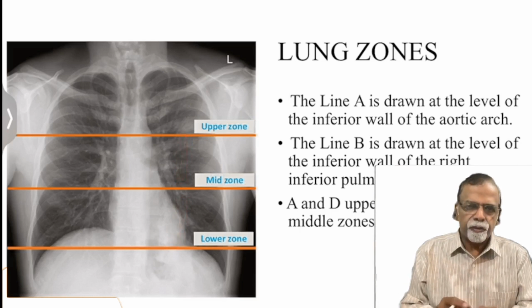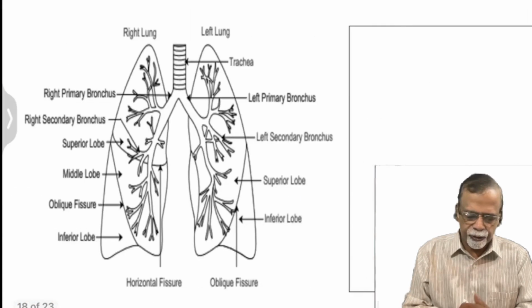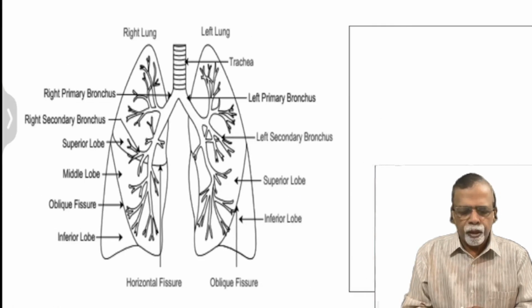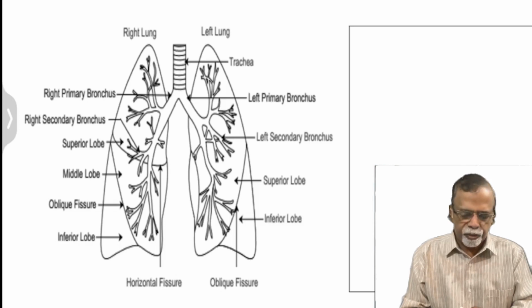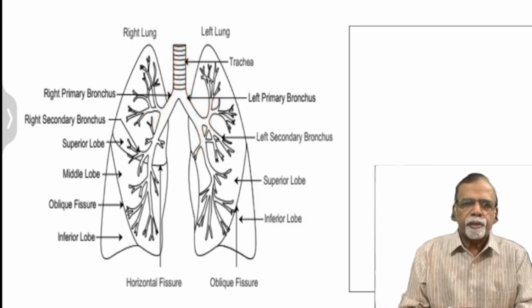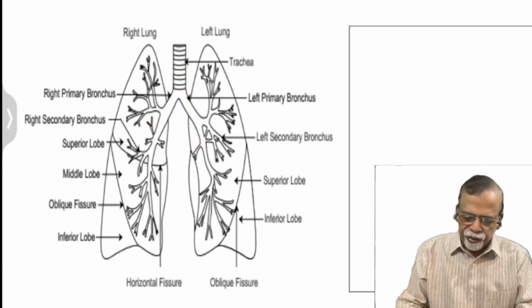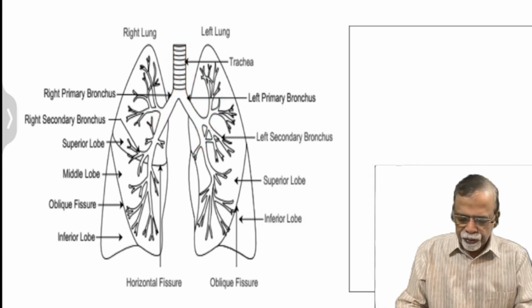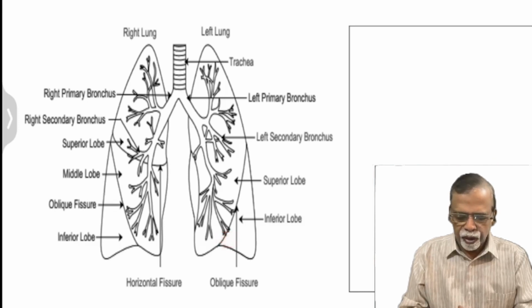It should not be confused with the upper lobe, middle lobe, and lower lobe, which we have discussed. We should know something about the bronchopulmonary segments. As we know, this is the trachea, which divides into the right and left main bronchi, which subdivide into segmental bronchi. And after 23 divisions, it forms the alveoli. So the 23rd division is the alveoli.